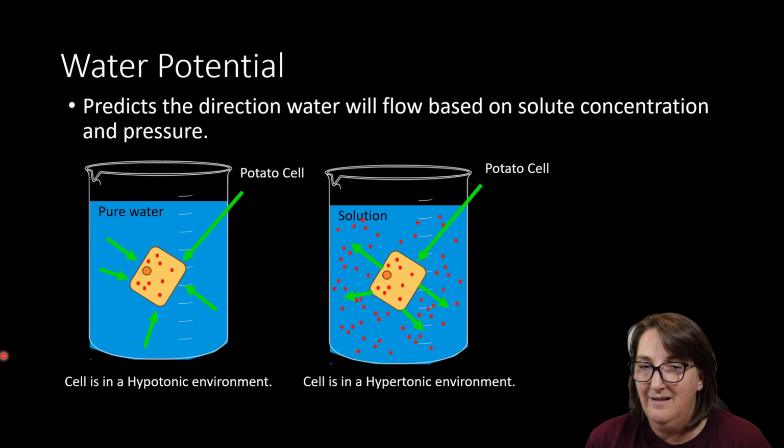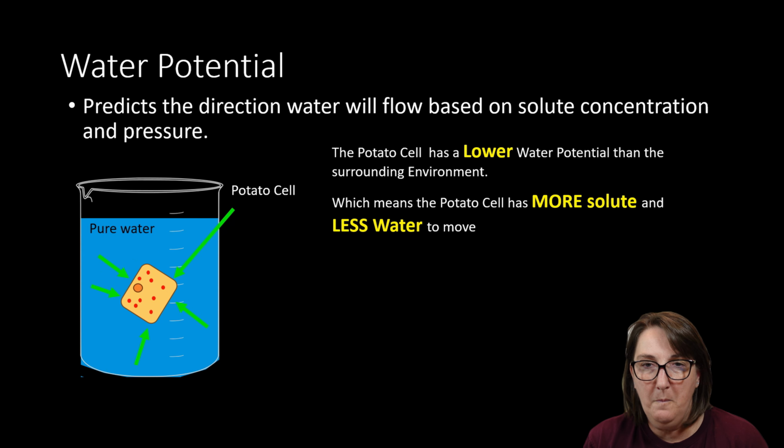So we say the cell is in a hypertonic environment, and the hypertonic environment means I have more solute outside. So the potato cell has a lower water potential than the surrounding environment. So this is going to be a lower water potential, which means that the potato cell has more solute inside and less water.